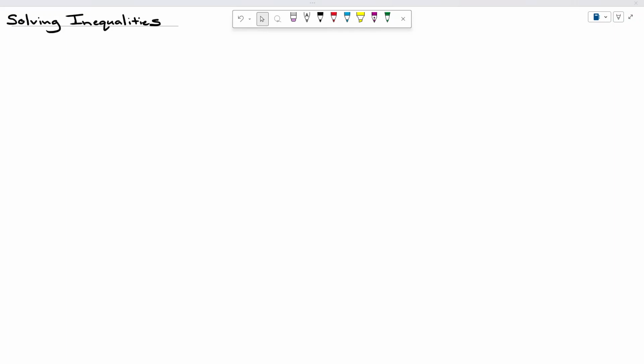In this video, we're going to look at solving different kinds of inequalities. So first, what is an inequality? Well, it's going to involve the use of the various symbols like less than, greater than, less than or equal to, greater than or equal to. And by solving an inequality, we are finding the set of numbers that make it a true statement.